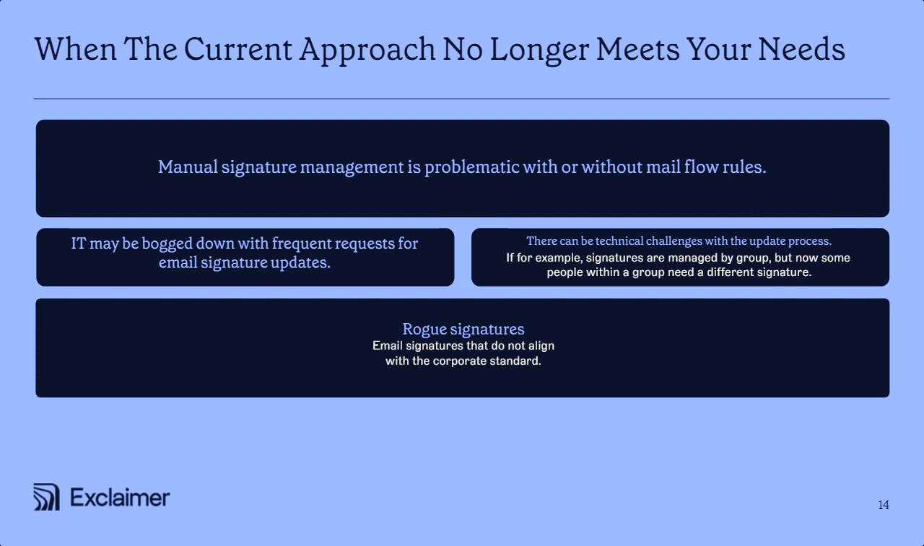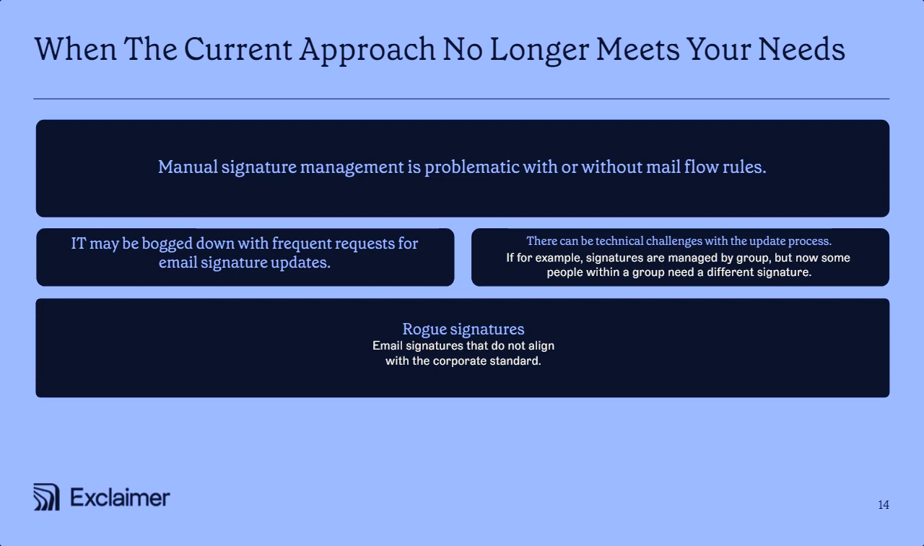There can also be some technical challenges associated with the update process. For example, if signatures are managed on a group-by-group basis, like what I talked about earlier, but now you have some people within a particular group who need a different signature from everybody else in the group, well, how are you going to handle that? At that point, your best option is probably to create two brand new groups just for message signatures. So things can really start getting messy at the Active Directory level at that point if you've got overlapping groups.